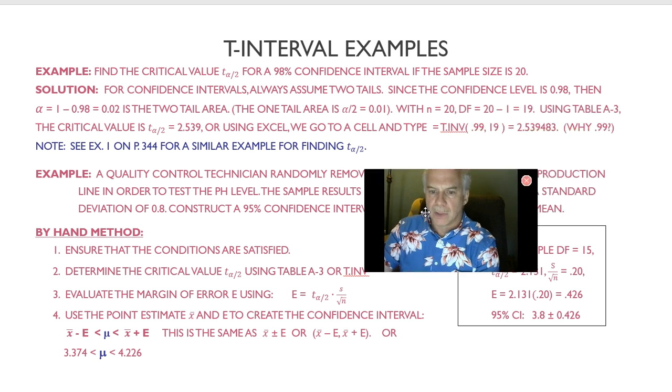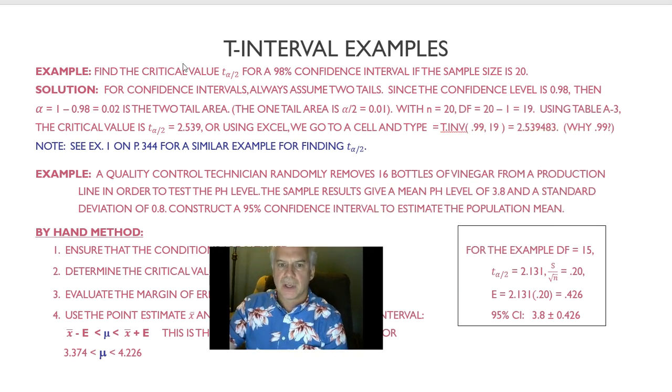All right, now let's look at some examples. So this first example, all you have to do is find the critical value, t alpha divided by 2, for a 98% confidence interval if the sample size is 20. Now first, you do 1 minus 0.98 and get 0.02, and that's the two-tailed area. And so we look up in the table, the degrees of freedom is 20 minus 1, or 19.